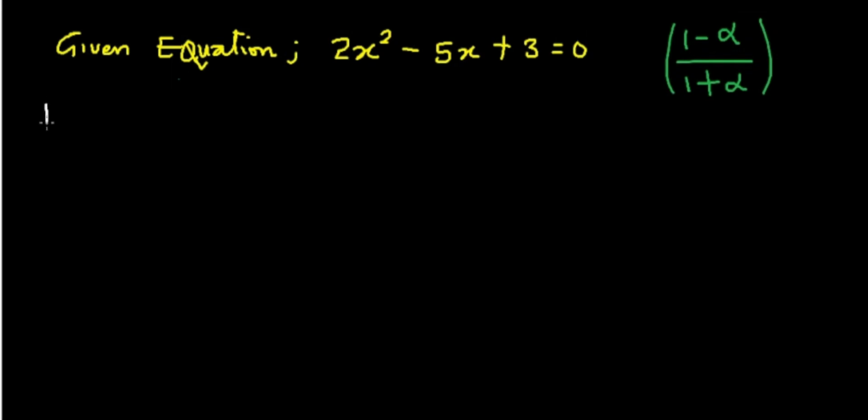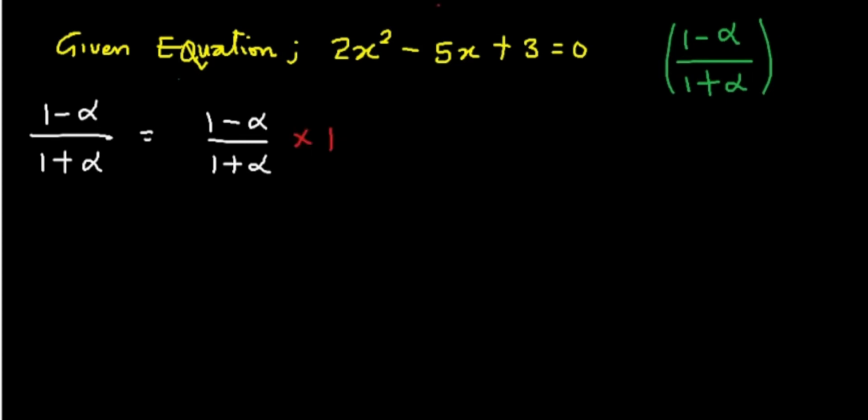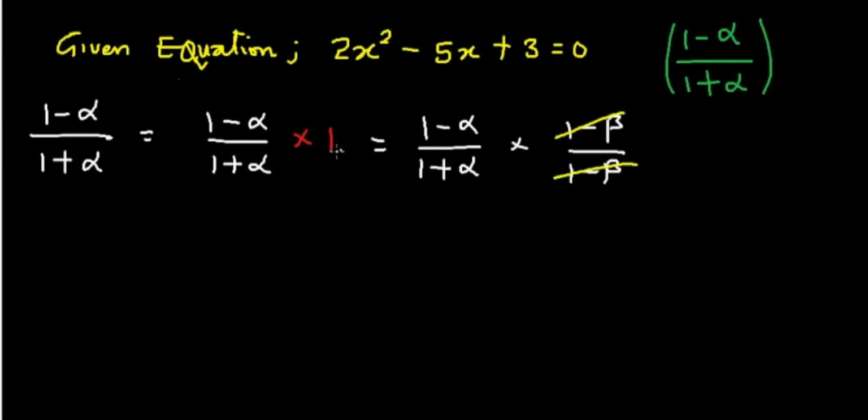We have 1 minus alpha over 1 plus alpha. This is the same thing as writing 1 minus alpha over 1 plus alpha times 1. I have not changed anything, right? And this is also the same thing as writing 1 minus alpha over 1 plus alpha times 1 minus beta over 1 minus beta. I've not changed anything, because if the whole of this cancels the whole of this, I will still have the one that we have here. So this is what we are going to work with.